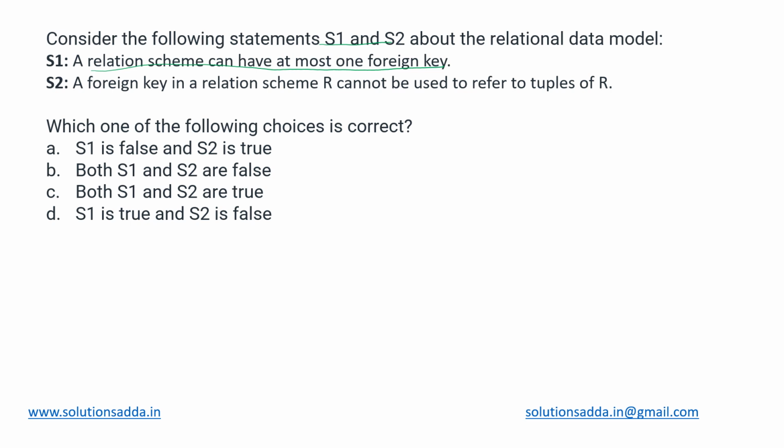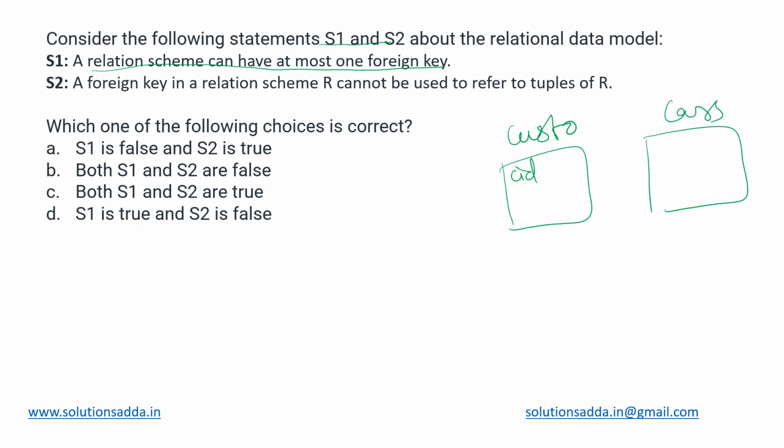For example, we can consider a relational scheme where there are people and they are buying cars. So we can have a customer table which will have customer ID, and a cars table, in which we will also have, let's say, car ID. Now to determine which customer is buying which car, we can maintain a record in a separate table. Let us call it the buys table.